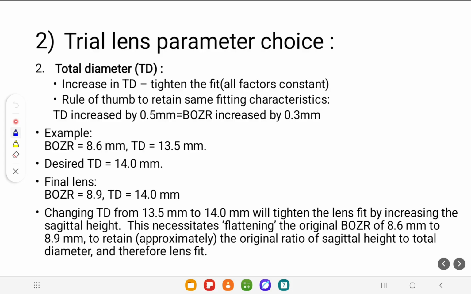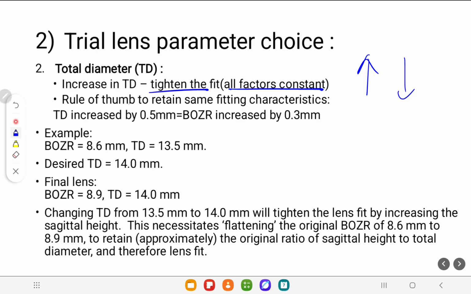So if we increase the total diameter, what do we do? If we increase the total diameter, it tightens the lens fit, as we have discussed in the optics section of contact lens. If we increase the total diameter, with all other factors constant, what happens? Sagittal height increases. If sagittal height increases, the fitting is tighter. And at the same time, we know that if sagittal height decreases, the fitting characteristic is basically a flatter fit. Yes.